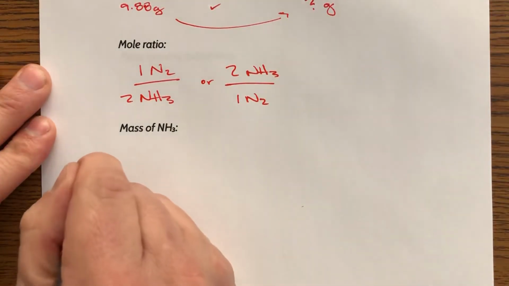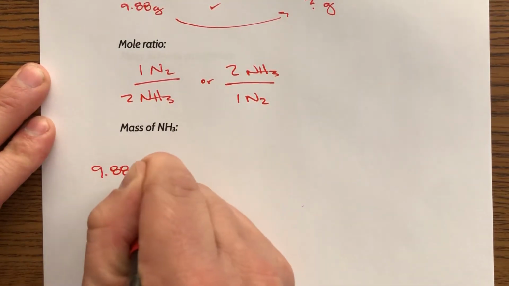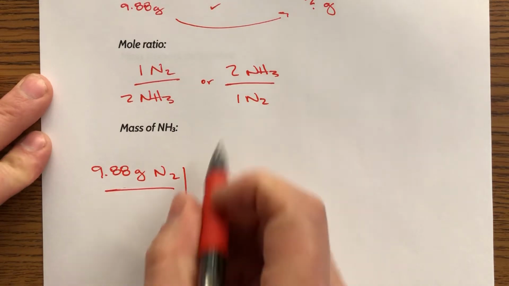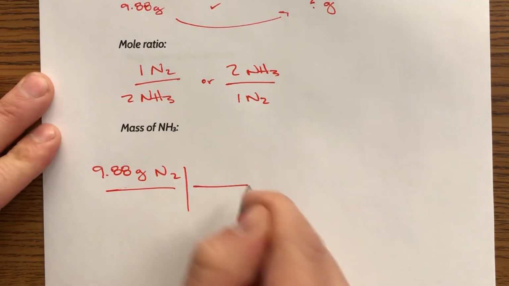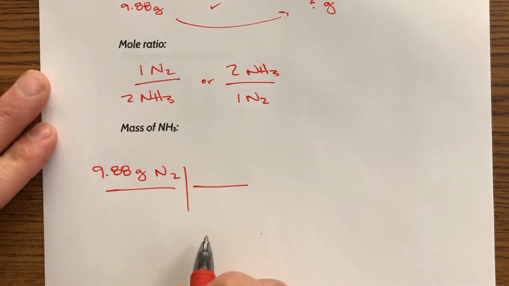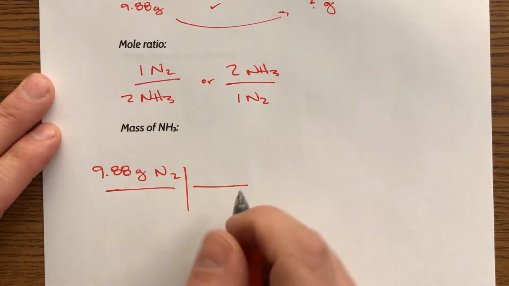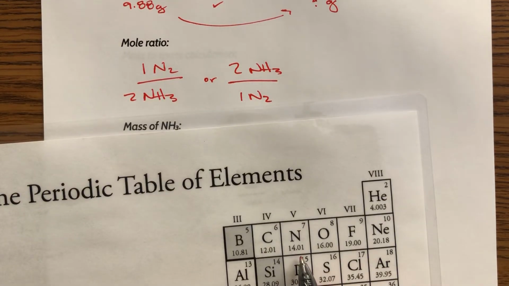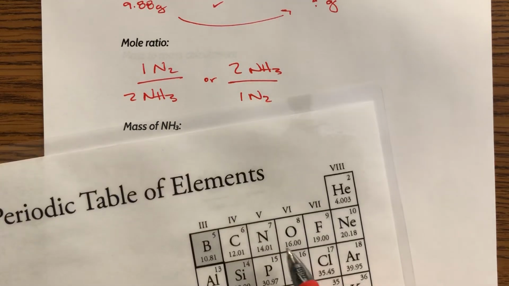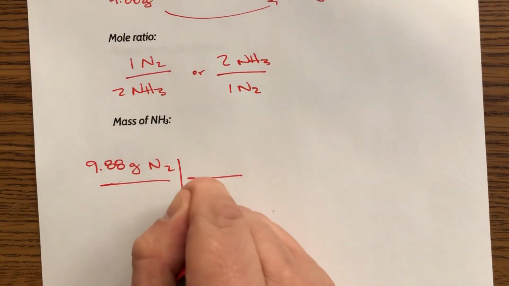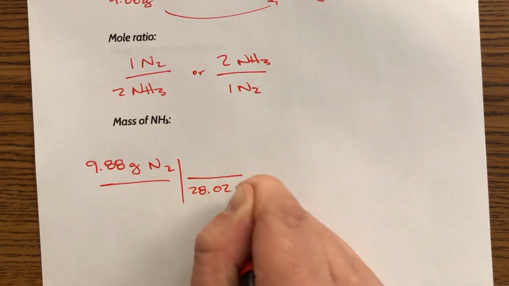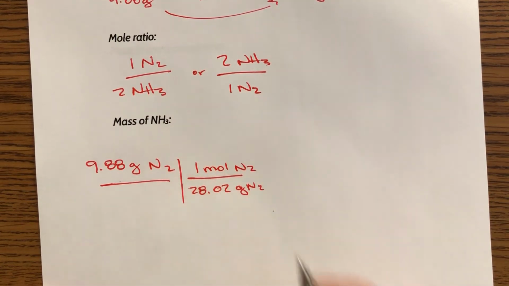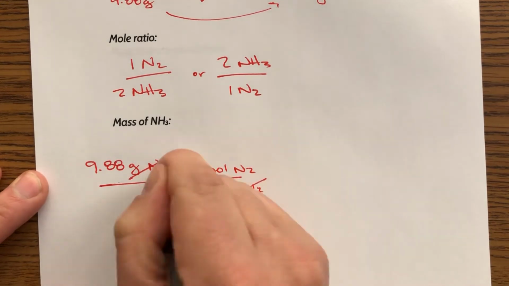So we have 9.88 grams of N2, okay? Now we can't work with grams. We've got to convert it to moles so we can use our mole ratios. All right, so let's go ahead and switch to nitrogen. If I have my periodic table here, we have 14.01, and because it's diatomic, we need to times this by 2. So it's going to be 28.02 grams of N2 per 1 mole of N2. Okay, and now these cancel. And now we're at moles.